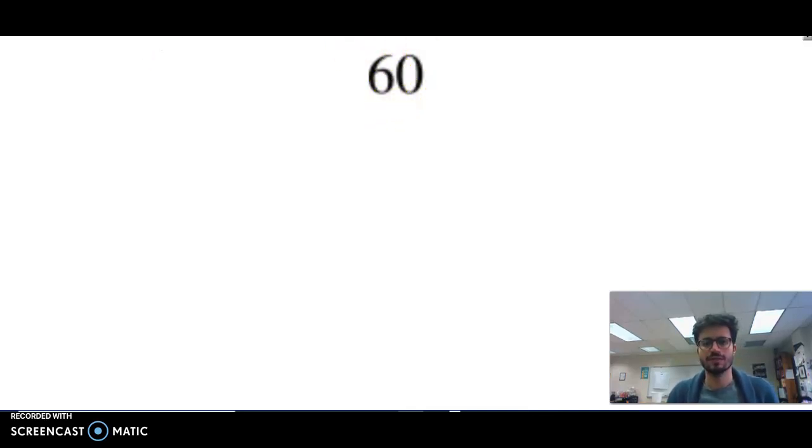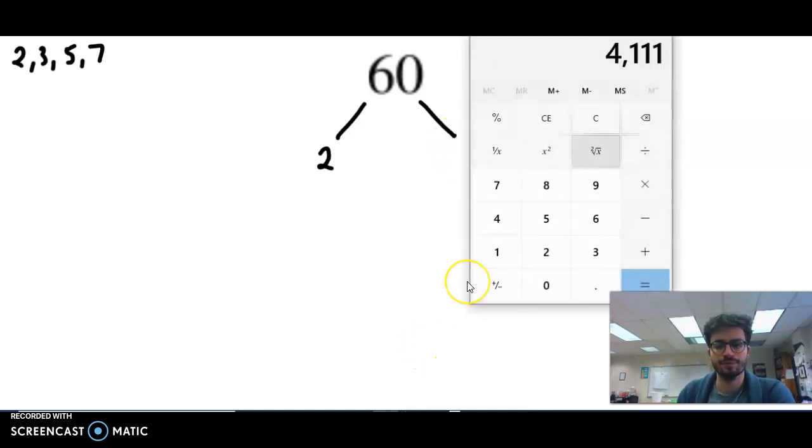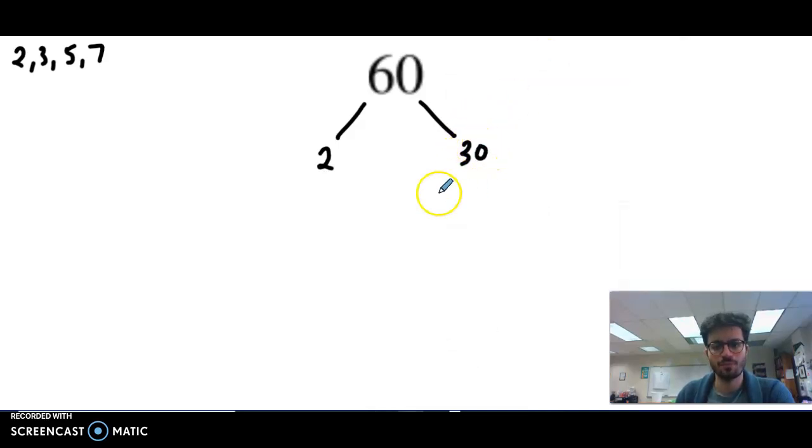So let's start with 60. I want to think of two numbers that multiply to give me 60. Usually we like to start with the smallest numbers. So I'm going to start with 2. 2 times what gives me 60? If we put that in a calculator, 60 divided by 2, that gives us 30. 2 I can't split up anymore, but 30 I can keep going.